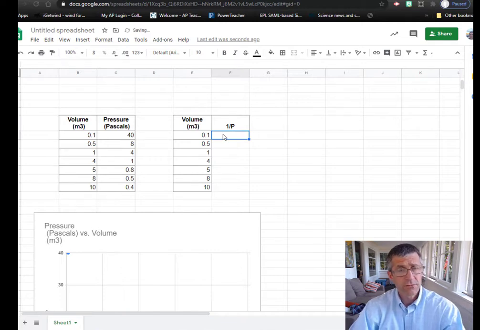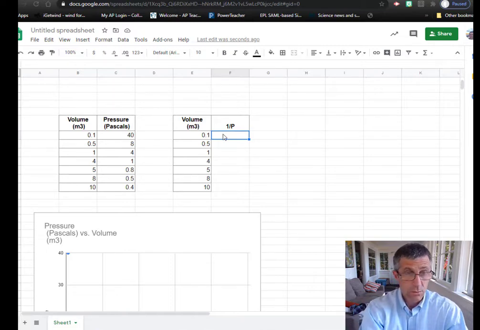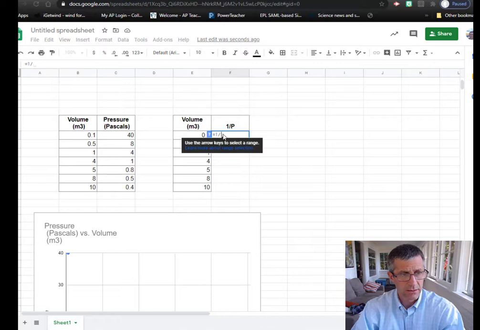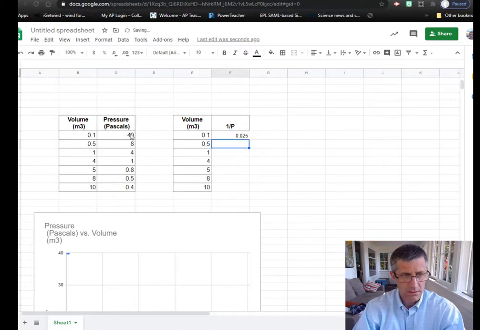And here's the magic of using a spreadsheet, right? This is the strength and the benefit of using a spreadsheet, that it'll do the calculations for me. I don't have to have a calculator and do it. So I'm going to hit the equal sign. Equals takes me to this. I'm going to type 1 and then divide by, and then I'm going to click on the cell that I want and hit enter.